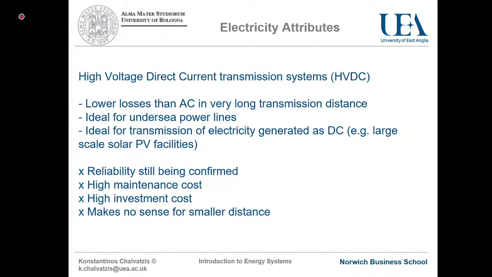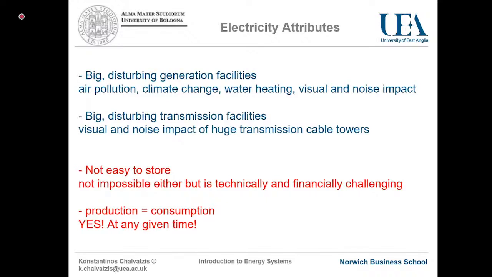Like I said, I don't want to get into too much technological stuff at this point, but let's carry on a little bit. So, typical attributes of electricity that I want you to be thinking of. One is, we normally have big generation facilities that will cause air pollution, that will cause climate change, that will overheat nearby water resources. They might have visual and noise impact, and so on.